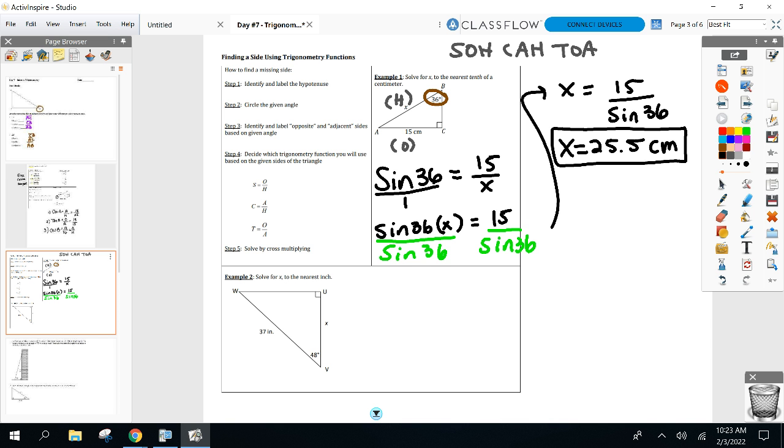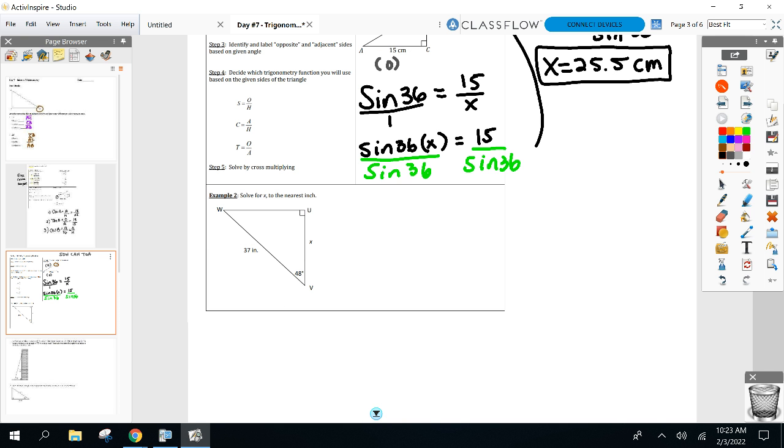All right, that took a little time. We'll quicken it up now. Here we go. Number two, find side X. What angle are we looking at? Angle V, 48. You never go from the right angle. So from 48 degrees, what is side X and what is side 37? Opposite, adjacent, hypotenuse. Figure out what they are to 48.